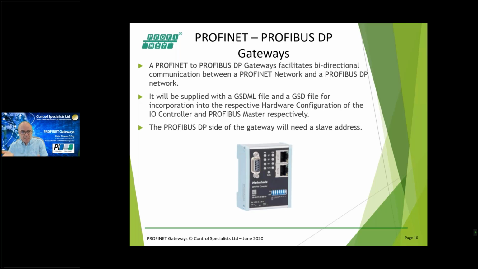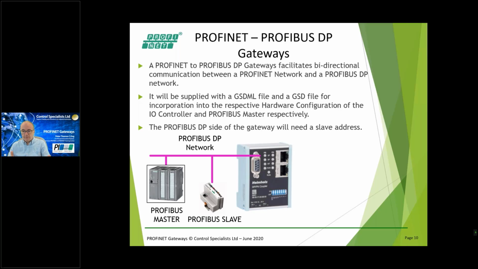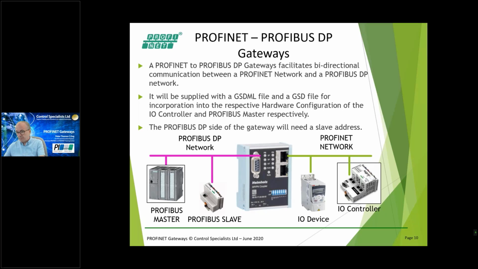Because it's a Profibus DP slave, it's got to have an address, and there are the dip switches that you set at the bottom. So very, very similar situation. On the left-hand side, we've got a Profibus master with a number of slaves, and that network is now going to be increased by one extra slave, that being this particular gateway. On the PROFINET side, similar situation: IO controller with devices, and the hardware configuration in the IO controller is also going to be increased.